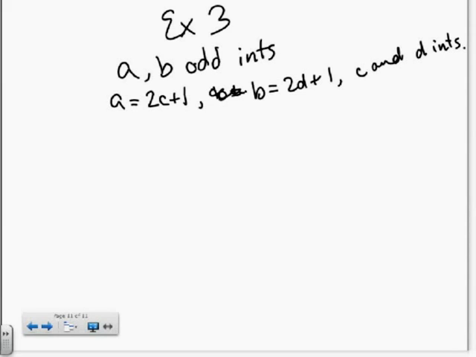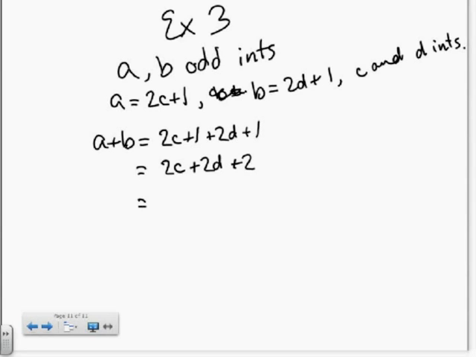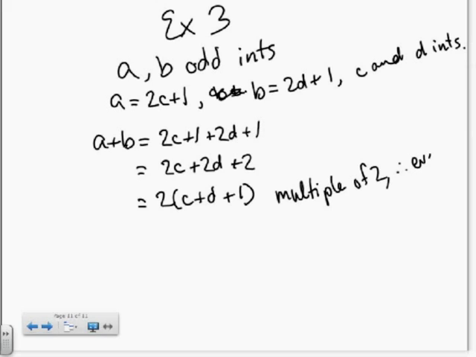When you add A and B together, this is equal to 2C plus 1 plus 2D plus 1. This is equal to 2C plus 2D plus 2. You can factor out a 2, and what's left is C plus D plus 1. So therefore, the quantity is 2 times C plus D plus 1. Since this quantity is a multiple of 2, it is an even number. Therefore, the sum of two odd integers is always even.